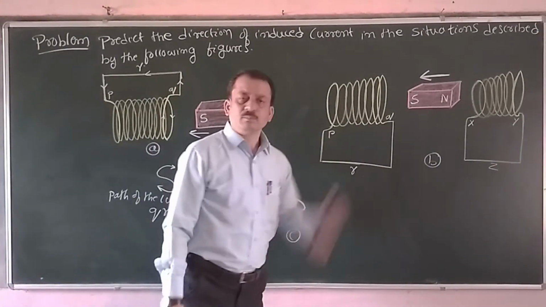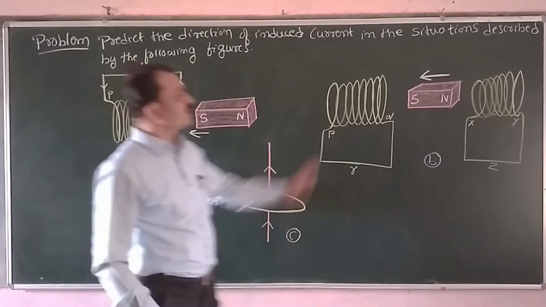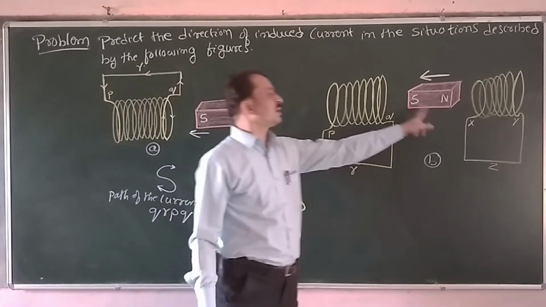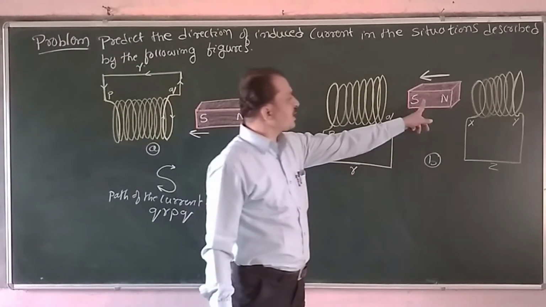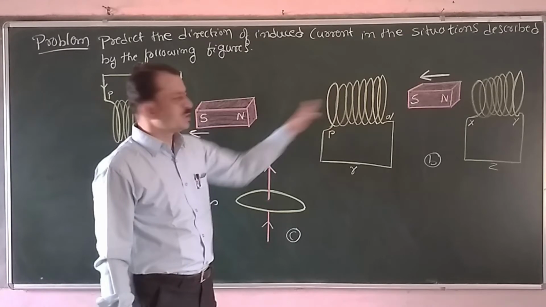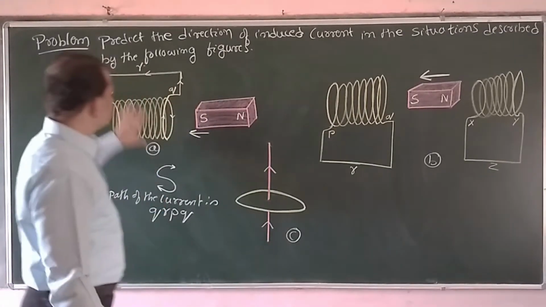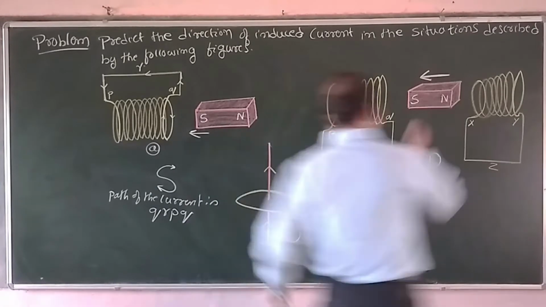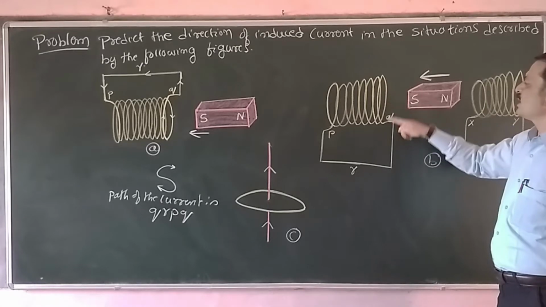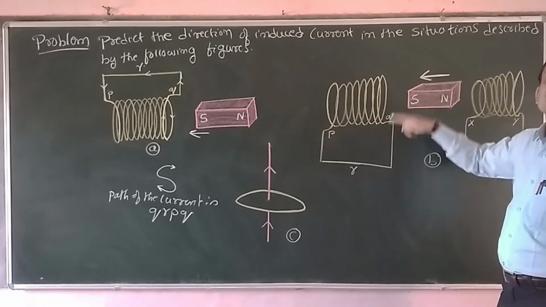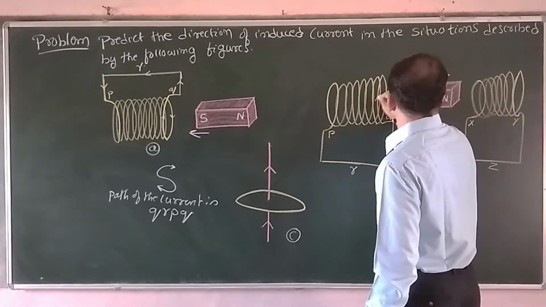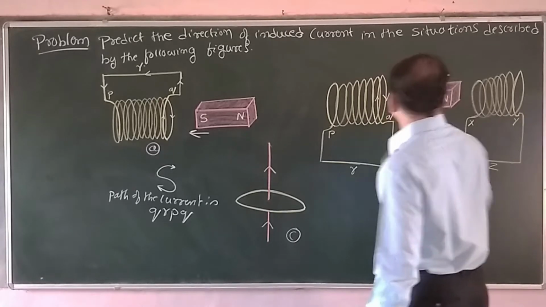Now come to the second diagram, B. Here they have given two coils which are placed on either side of a bar magnet. The bar magnet is moving towards the left side coil, the PQR coil. Its south pole is approaching. Now similar to this case, as the south pole is approaching this PQR coil, in this face the current has to be in the clockwise direction. Therefore, clockwise means the current has to flow in this fashion.